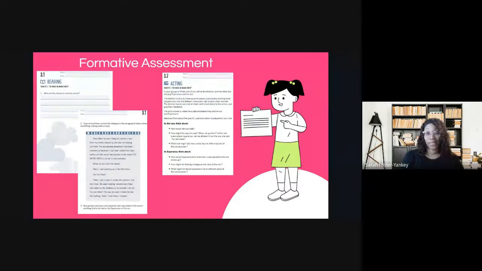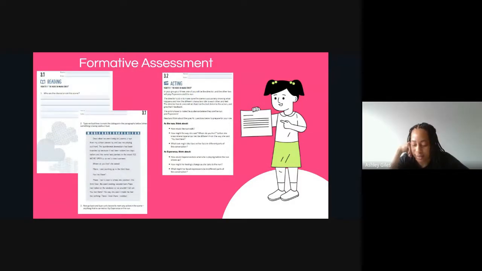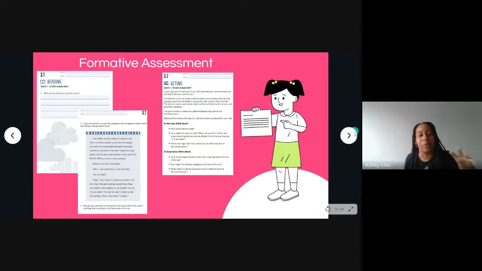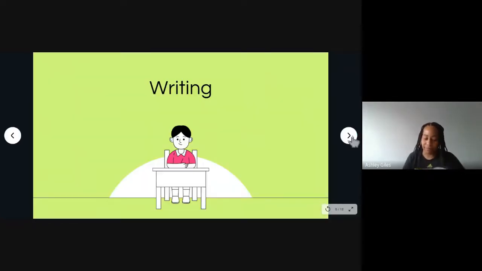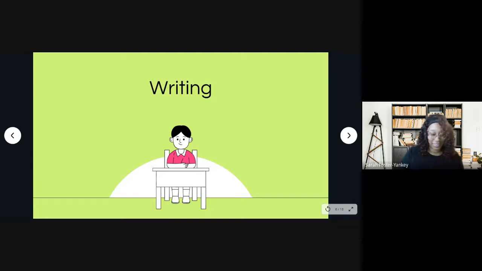Reading between the lines. Very important. And it'll lead us into writing after that. So they get to have a little fun, up and movement, acting out. Kids love that. I would love to see that part of the lesson. That sounds like a lot of fun.